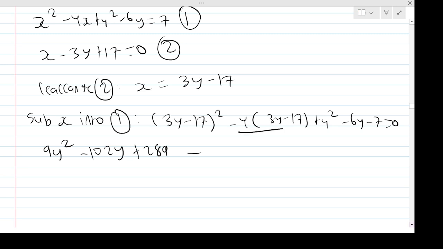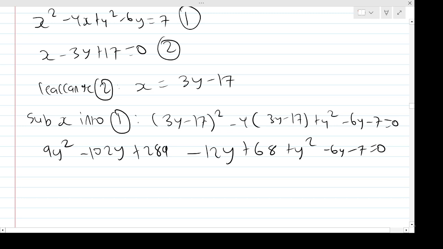Then I'll take away, then I expand this, which is a lot simpler. I times everything by minus 4, so minus 4 times 3y is minus 12y. Then minus 4 times minus 17 gets me plus 68. And then we have y squared, take away 6y minus 7 equals 0. Then I can simplify this whole thing, bring all the y squareds together to get 10y squared. Then I'm going to bring the y terms together, so minus 102y, take away 12y, take away 6y, gets me minus 120y.